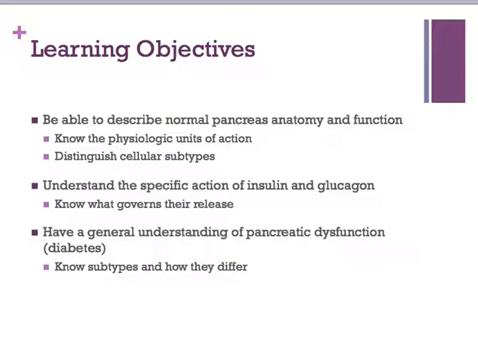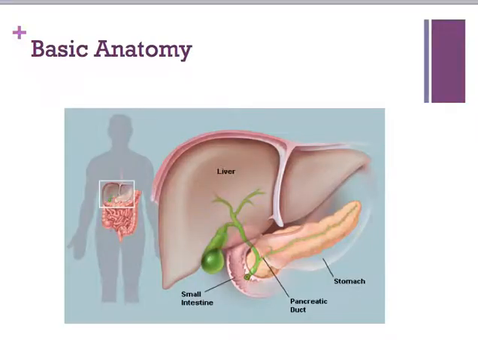To tie that all together, we'll end with diabetes, which is a general pancreatic dysfunction, a very common one when we think about the pancreas. There's a type 1 and type 2. If you understand the subtypes and how they differ, then you will do just fine on the exam, and then also your boards, which will have a large subtopic section in pathology and in physiology regarding diabetes.